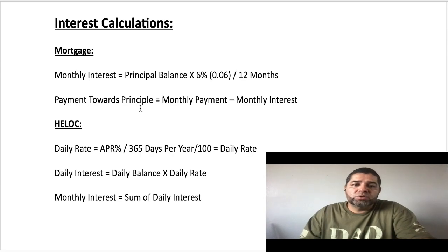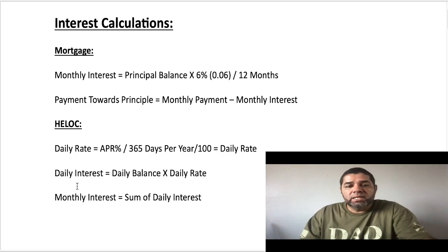Now the payment that goes towards your principal is your monthly payment minus your monthly interest that we calculated in the previous step. Now your HELOC is a simple interest loan. And to figure out how that calculates, we have to figure out the daily rate because you get charged a daily rate on the daily balance of your principal. So to figure out the daily rate, you have to get your APR divided by 365 days per year, divided by 100 to turn it into a decimal form. And that equals your daily rate.